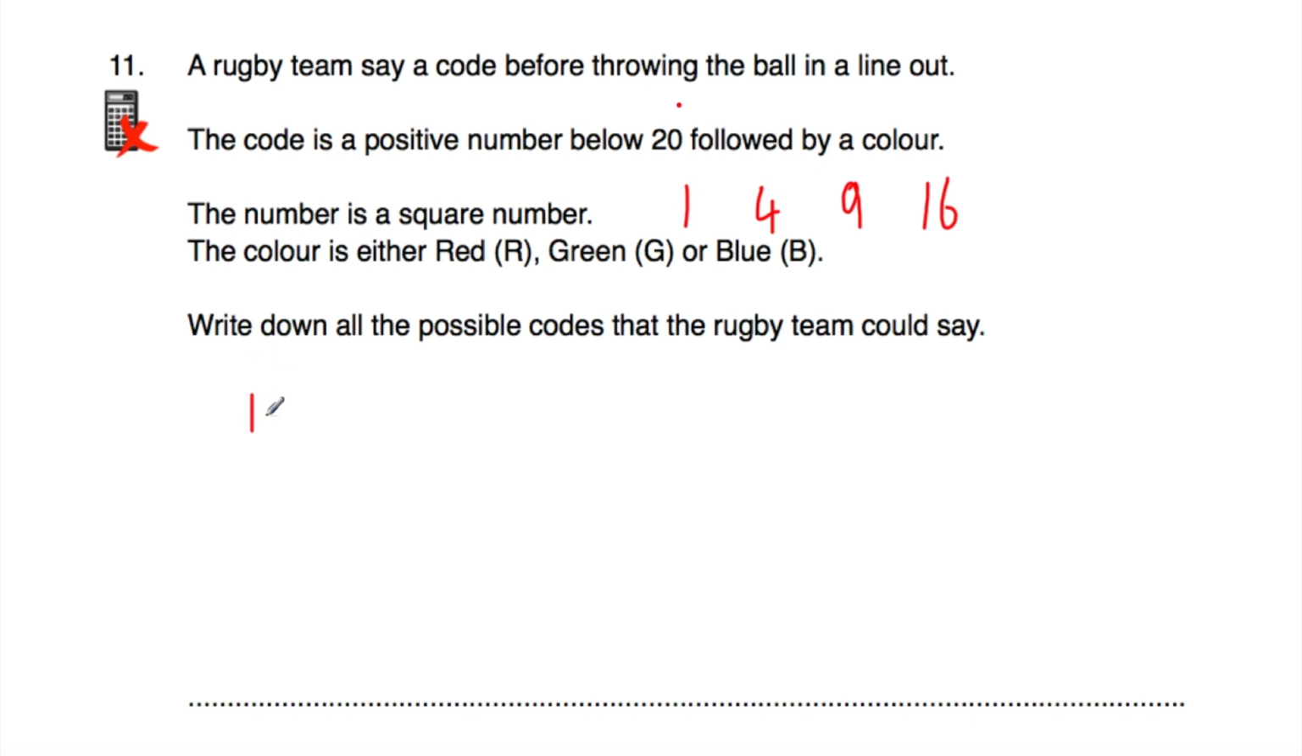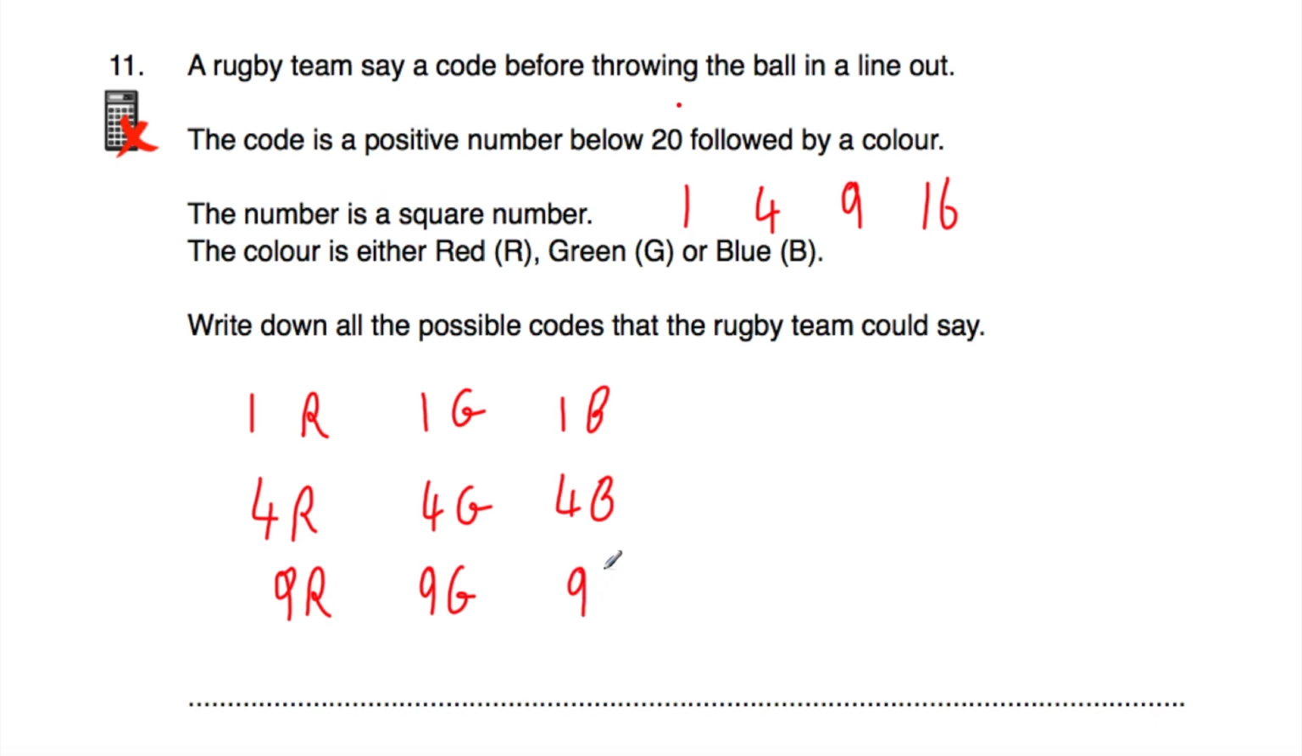So we could have a 1 and then a red, 1 and then a green, 1 and then a blue. We could have 4 and then red, 4 and then green, 4 and then blue. And then we could have a 9 and a red, 9 and a green, 9 and a blue, and finally we could have 16 and red, 16 and green, and 16 and blue. And that's it. So they're all the possible outcomes.